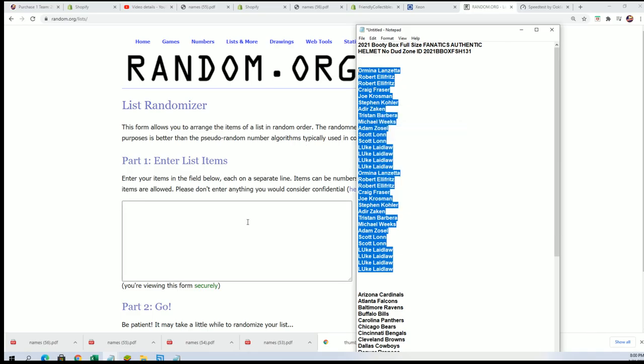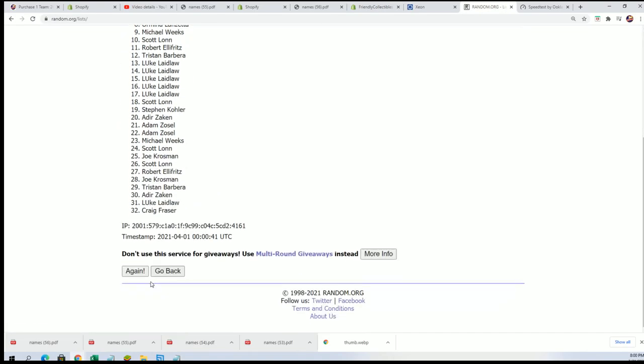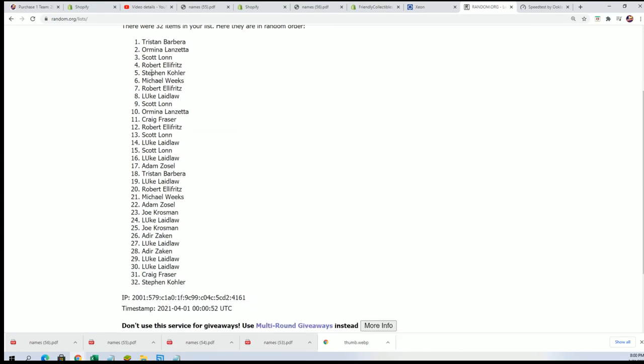So, all right, we're going to randomize each list 7 times and stack the lists up side by side. Lucky number 7, the first list is finished going through.